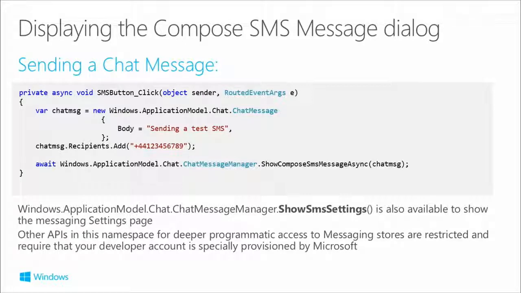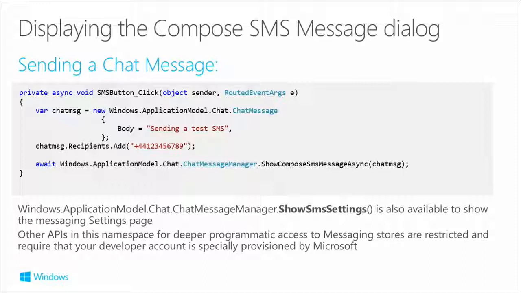Windows.ApplicationModel.Chat.ChatMessage. You can set a body in there, you can set a title, you can add recipients to it, put numbers on there. And then you just call ChatMessageManager.ShowComposeSmsMessageAsync. And that will link into the normal messaging app. But then the user is in control again. These are another kind of brokered UI, if you like.